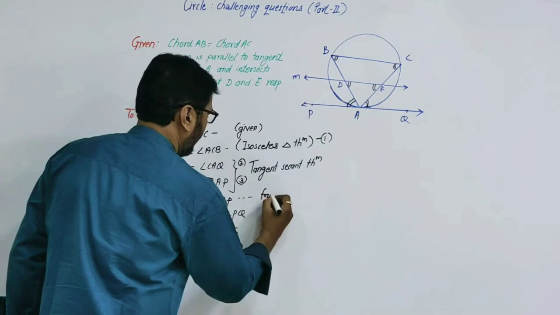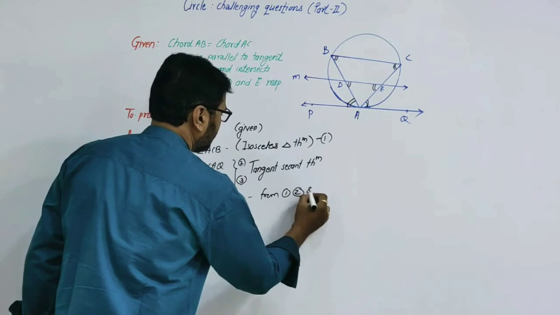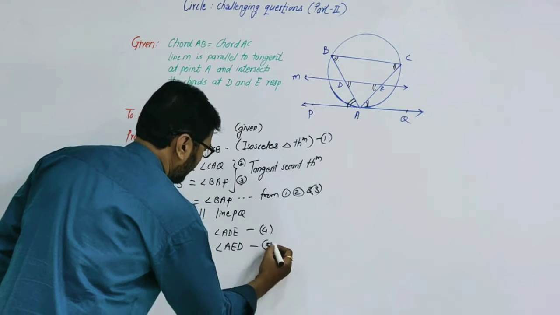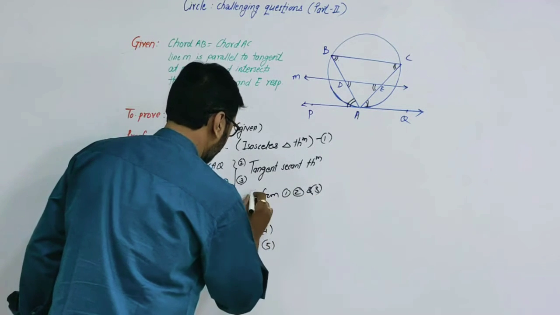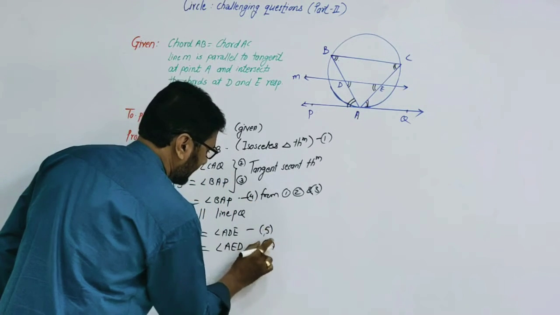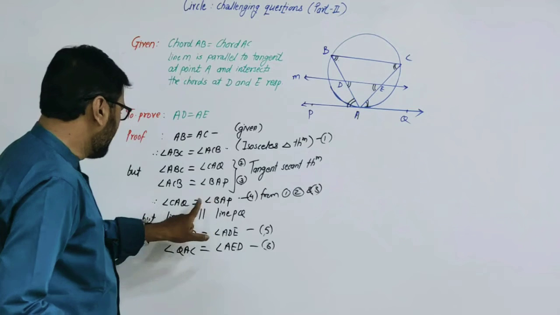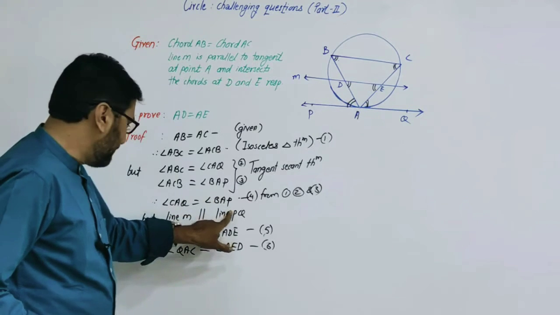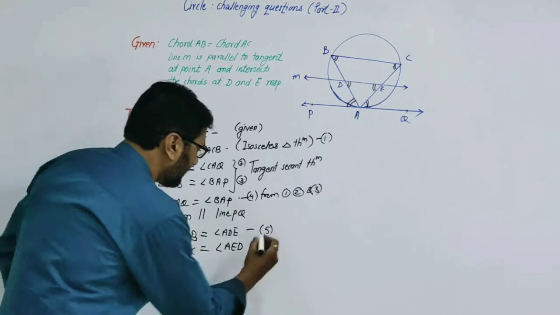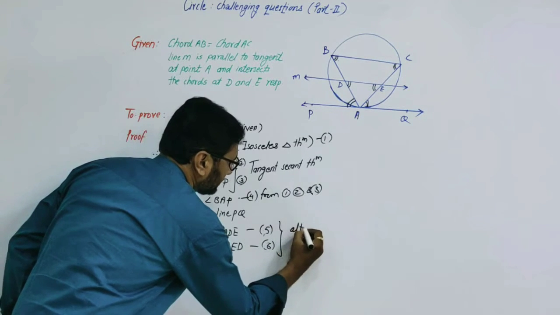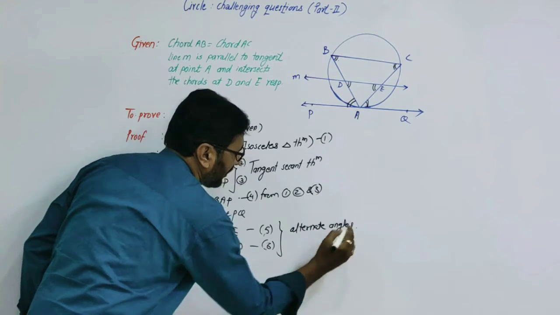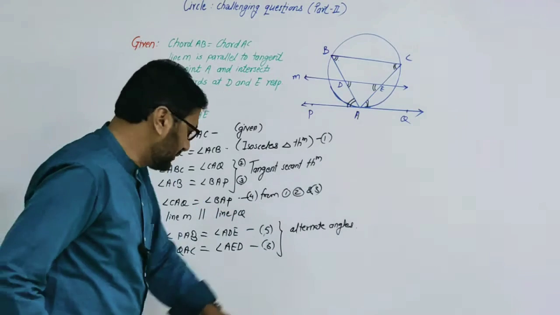This is from 1, 2 and 3. Suppose this is 4, this is 5. Before that I will give this as a 4, this is 5, this is 6. Now see, CAQ is equal to BAP, so I will write angle ADE is equal to AED. Write the reason, alternate angles, or you can write alternate angles theorem also.